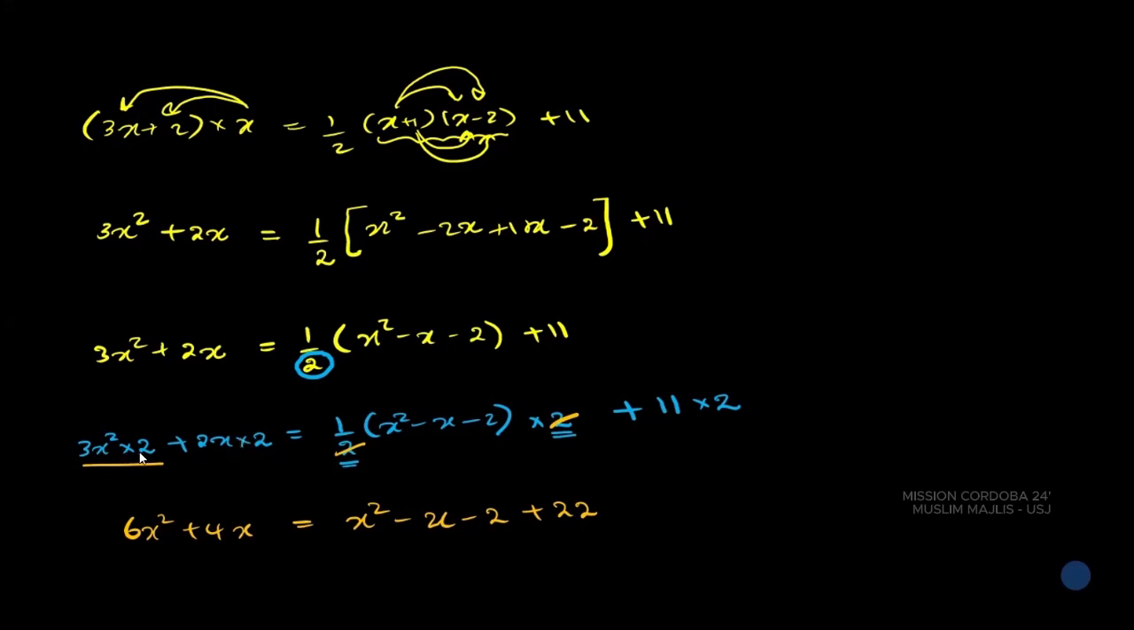So 3x square times 2 will give 6x square. 2x times 2 will give 4x. This 2 and this 2 I can cancel, so only the bracket remains, x square minus x minus 2. And 11 times 2 will give you 22.